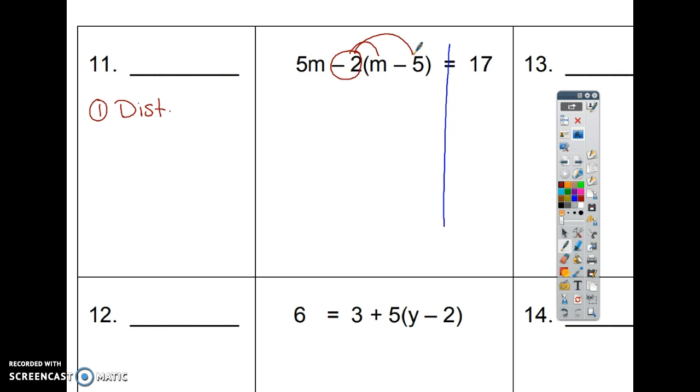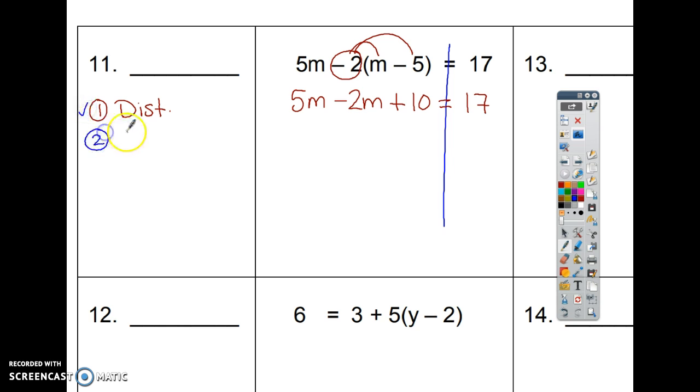So we go ahead and multiply. -2 times m is -2m. -2 times -5 is a positive 10. Always remember negative times a negative is a positive. If not, the calculator does it for you anyways. The 5m, you just bring it down. Equal sign, and the 17, you bring it down. So step number 1 is done.